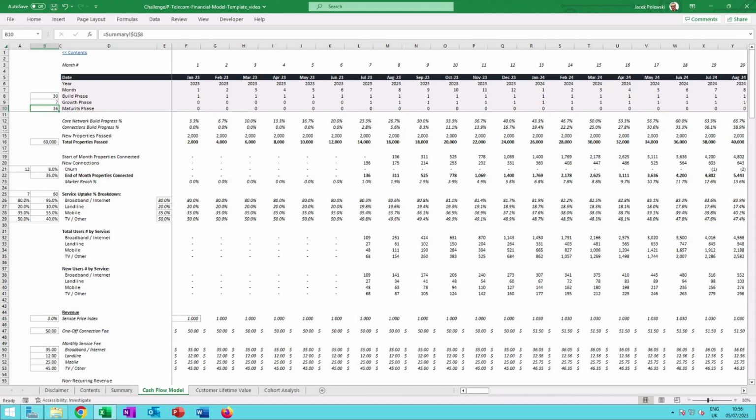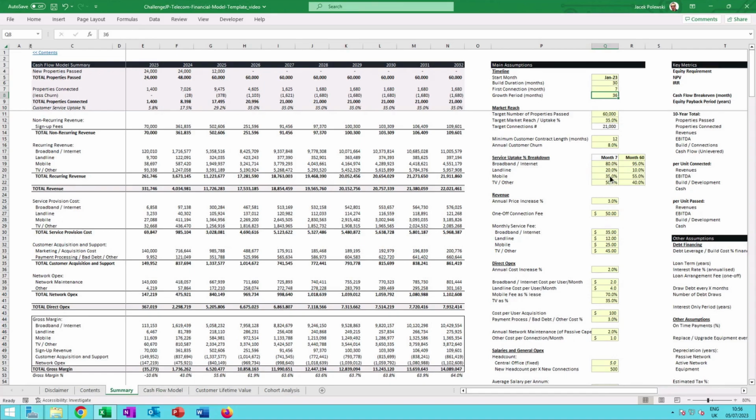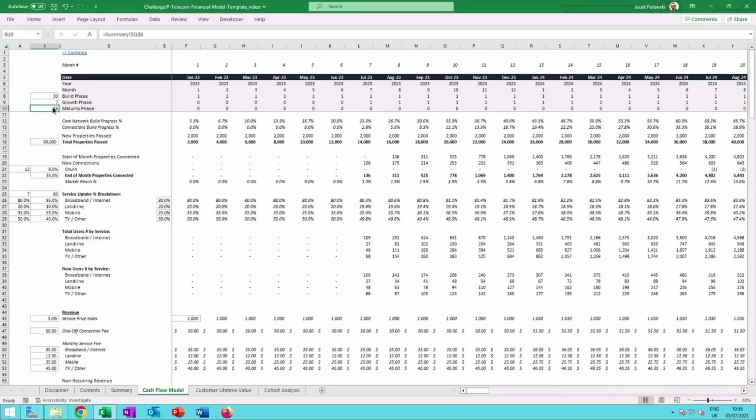But if you do want to change the assumption, you should go back to the summary page and change the assumptions there. And then you will see the change in assumption reflected in one of those cells in column A or B.